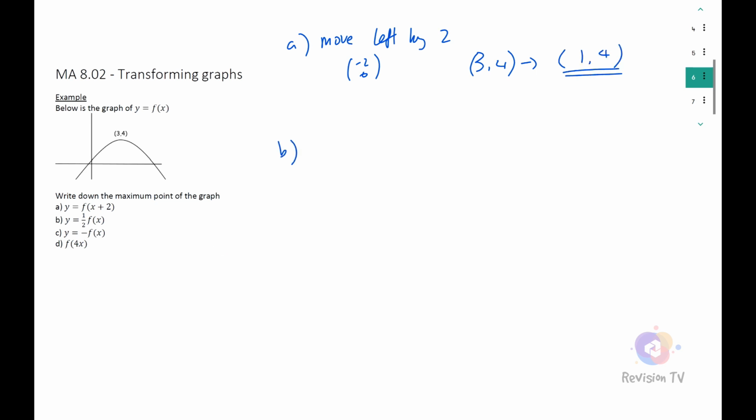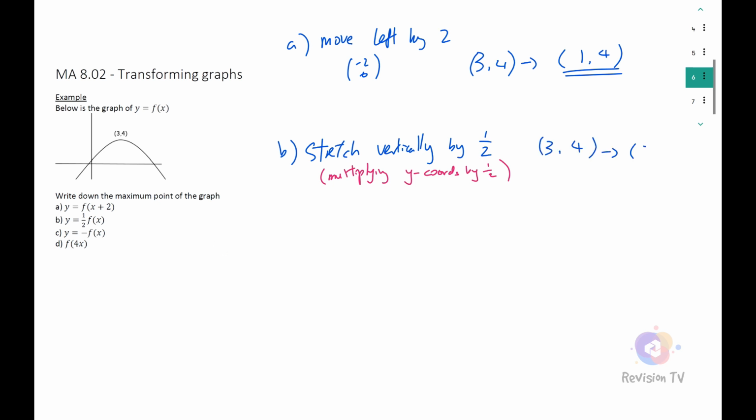Part B, a half f of x. A half on the outside means stretch, because times a half outside, so stretch vertically by a half. So in terms of coordinates, we are multiplying the y coordinates by a half, because stretching vertically means affecting y coordinates. So 3, 4 becomes 3, 2, because 4 times a half is 2.